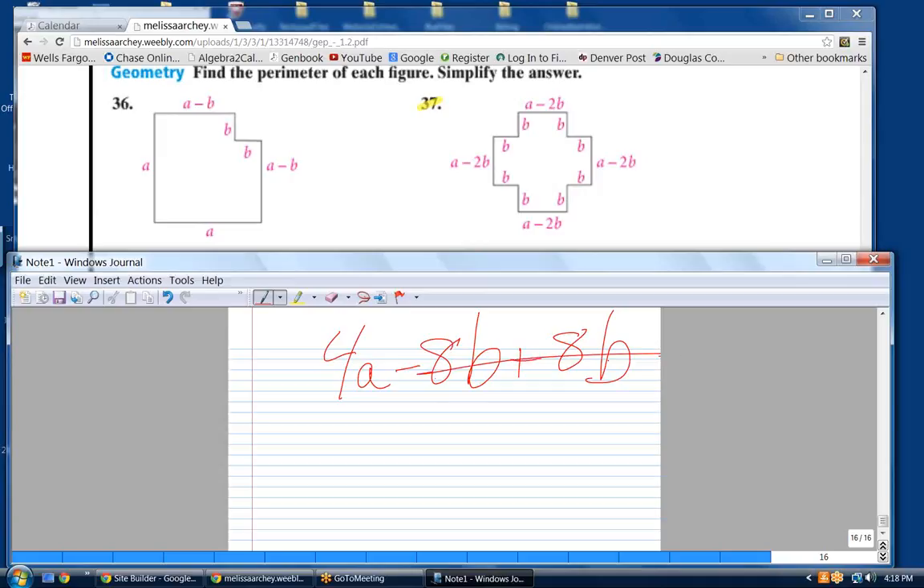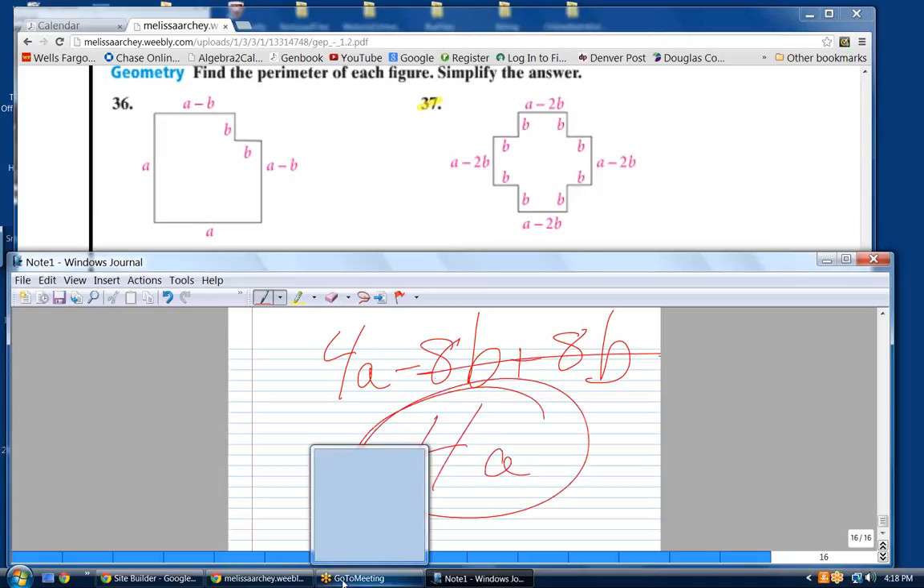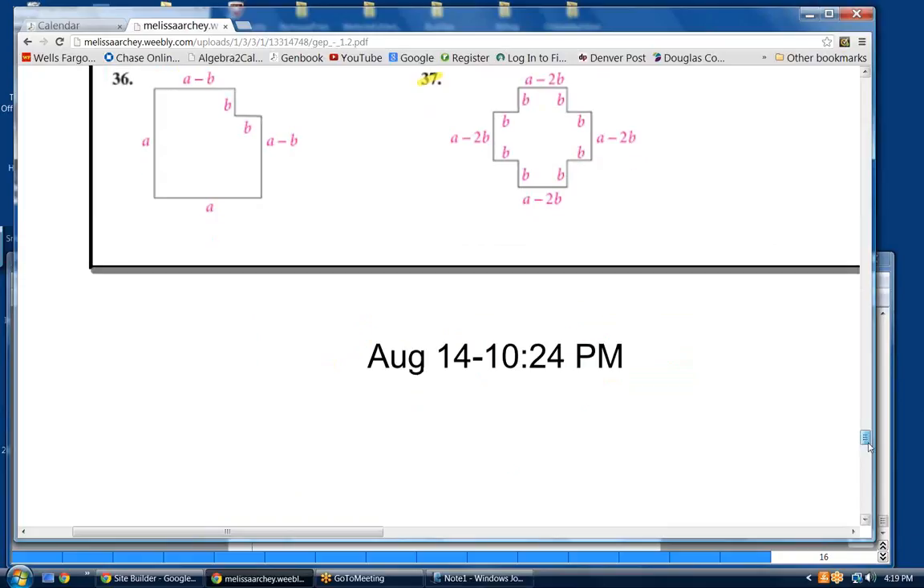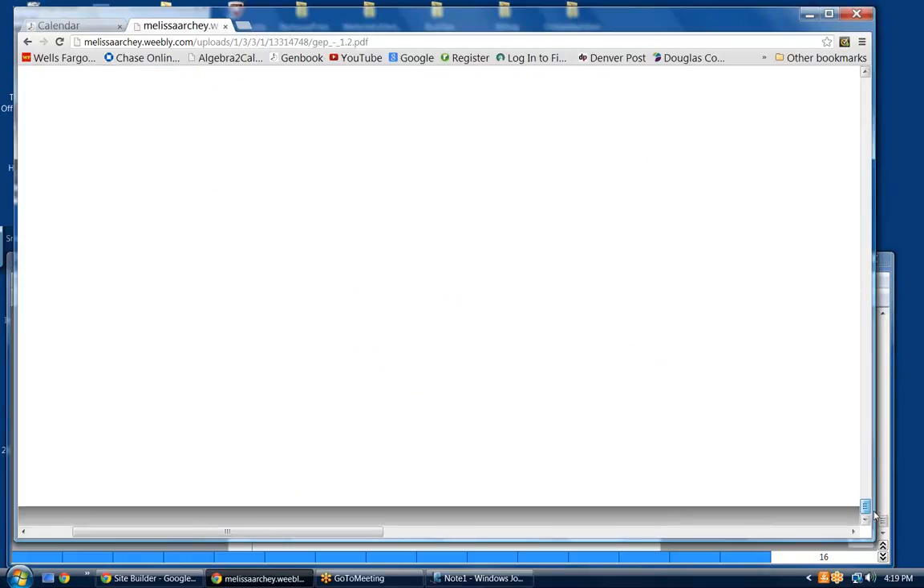Okay, these cancel. They cancel? Uh-huh. Why do they cancel? Well, because we had 4a minus 8b plus 8b. Oh, okay. Remember, each of these is a minus 2b, so when we multiplied that by 4, we got 4a minus 8b. Okay. All right. I see that now. Okay, that's all of that.